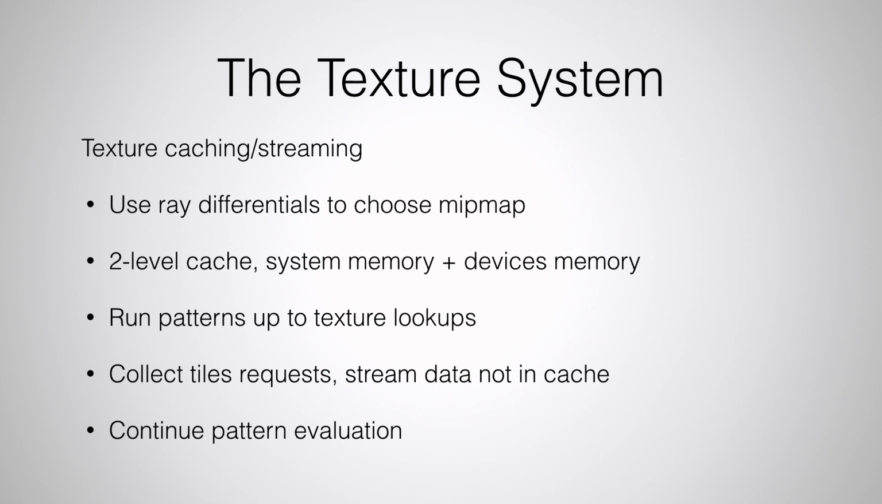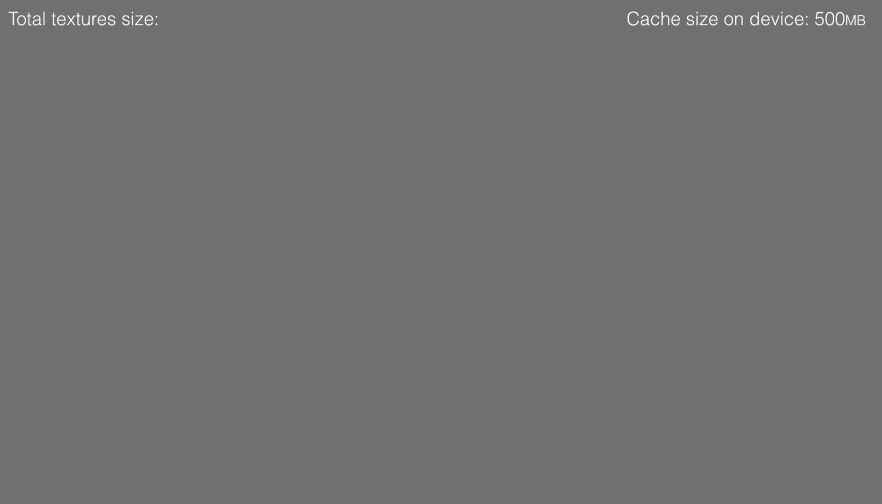The trick here is to run the pattern evaluation up to feeding the texture request, collect all the texture tile requests, stream the data that is not in cache, and continue pattern evaluation. Can we get this thing to scale on a device by reserving, let's say, 500 megabytes of memory? And let's make the test as prosaic as we can possibly imagine it, which is many spheres.